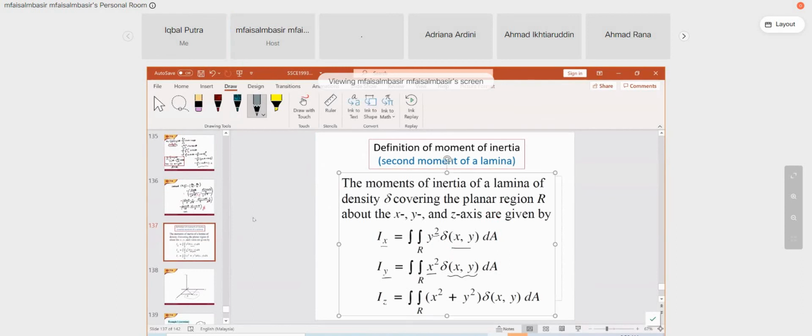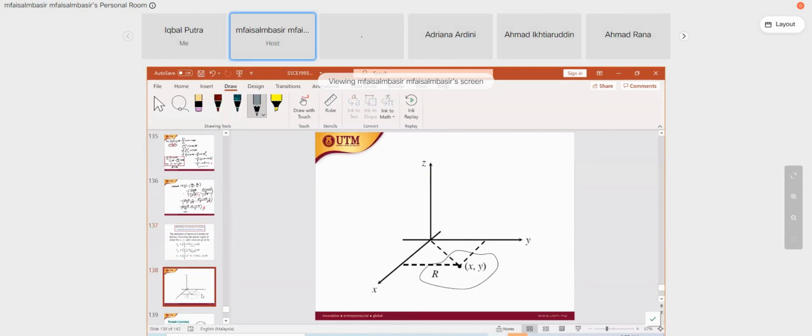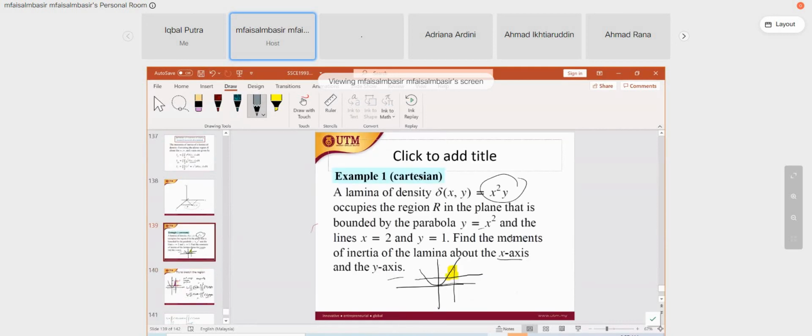Lastly, the second moment of the lamina, or the moment of inertia. The moment of inertia for x is the double integral of y squared dA. The integration is the same; the difference is that for the moment about x it is y times the density, while the moment of inertia for x uses y squared, and for y uses x squared. We also have the polar moment of inertia at z, where you add these two: x squared plus y squared. Only that.